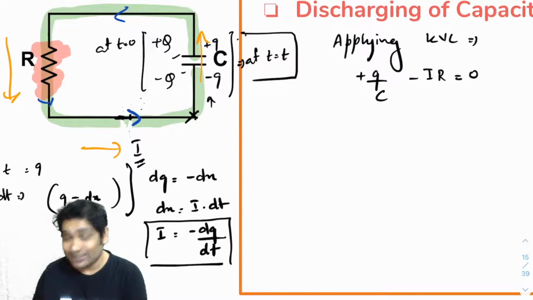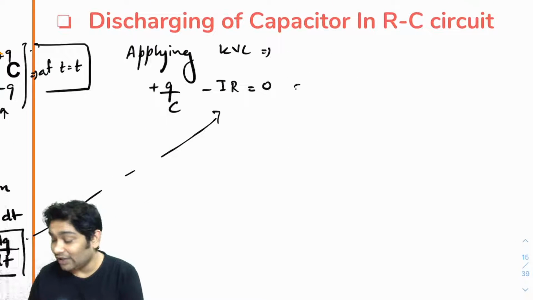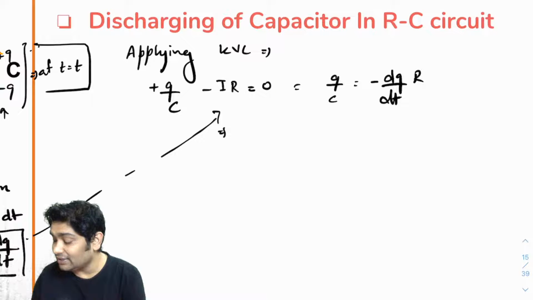Now all I need to do is equate this value and put it here. Now let's see what that will get us. That will get us Q by C equals minus dq over dt times R. So again from here what we will see is we will have dq over q equals minus dt over RC.